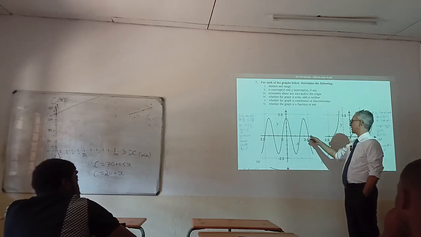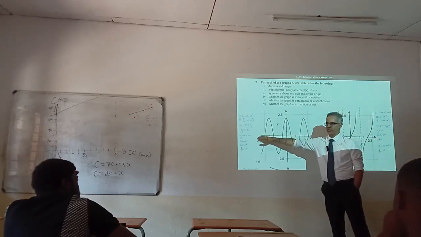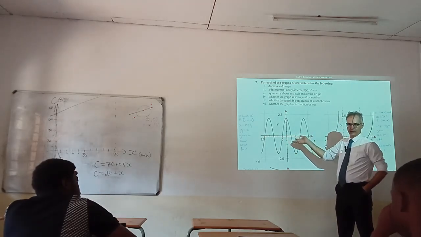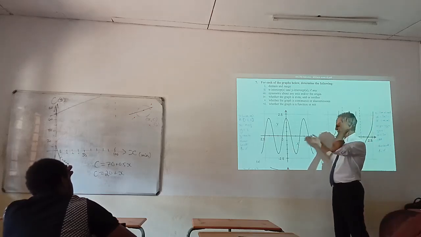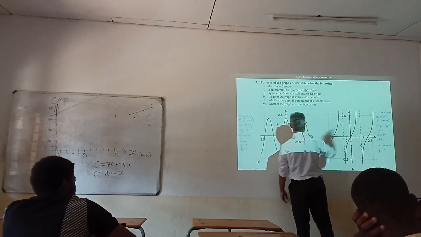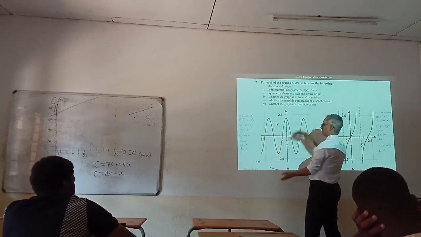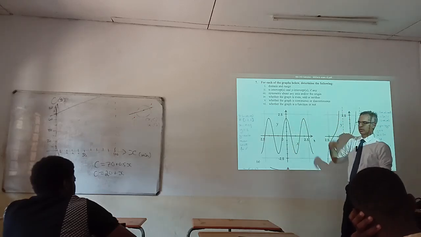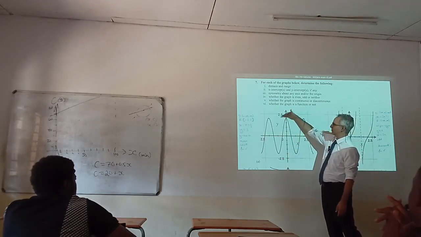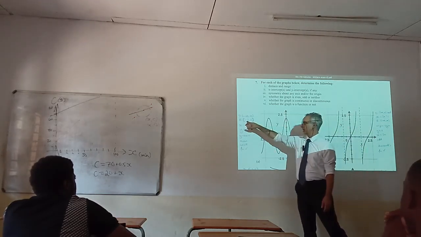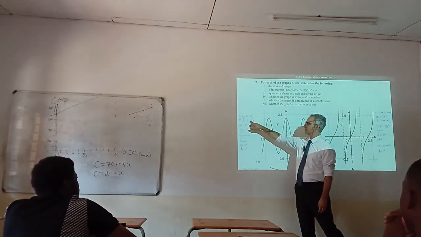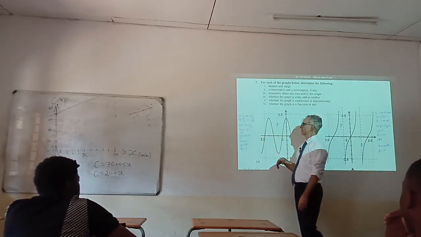So, domain here, remember, is all the values of x for which there is a value of y. In this case, it's the whole x-axis, from minus infinity to infinity. All the way that way and all the way this way. The range is what are the values of y that are used. And here, it doesn't go below minus 2, and it doesn't go above 2. So the range is minus 2 to 2. This is how you would write it normally. If you wrote it in words, that was also fine.